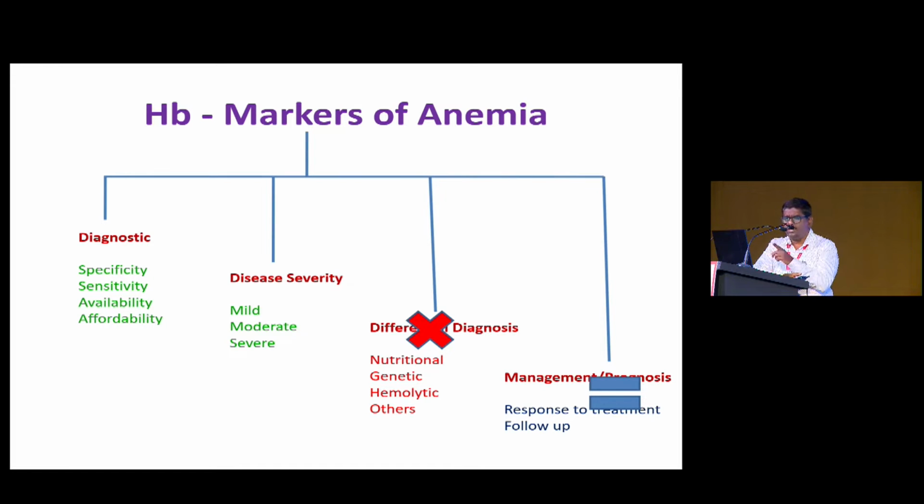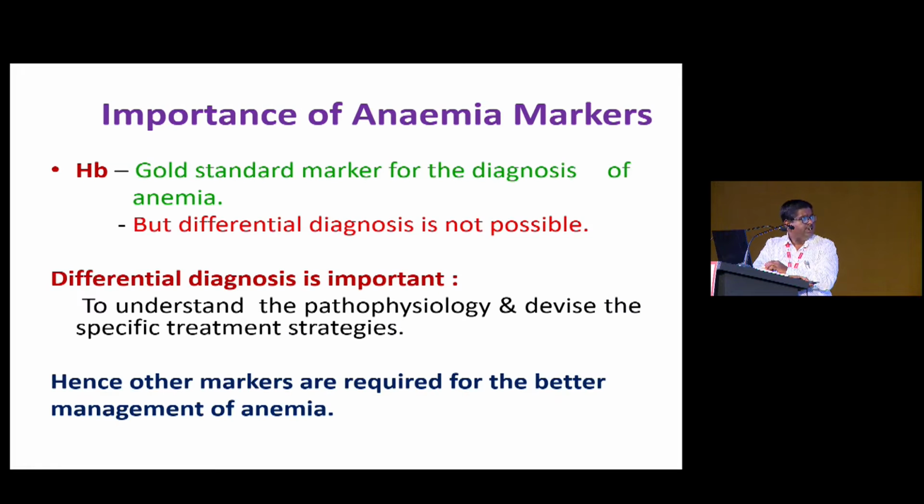So taking all this into consideration, yes, hemoglobin is a gold standard marker for the diagnosis, but when it comes to differential diagnosis, it has its own limitation. To understand the pathophysiology and for the treatment, the differential diagnosis of a particular disease is very, very important. Hence, we need other markers for the differential diagnosis of anemia apart from hemoglobin.